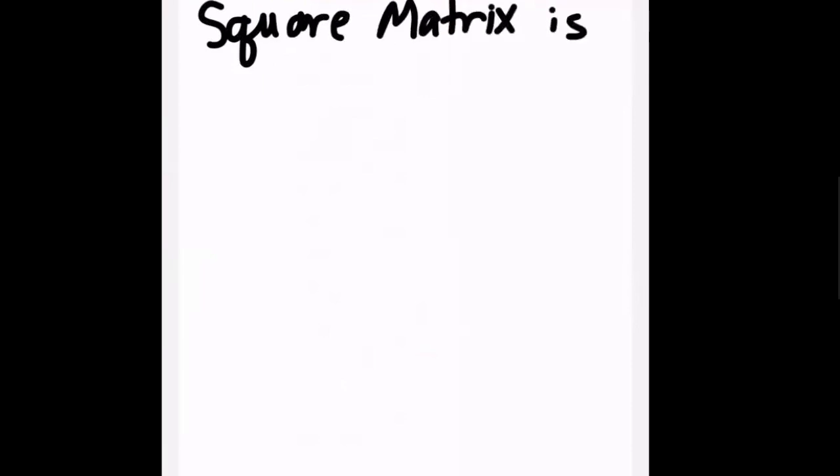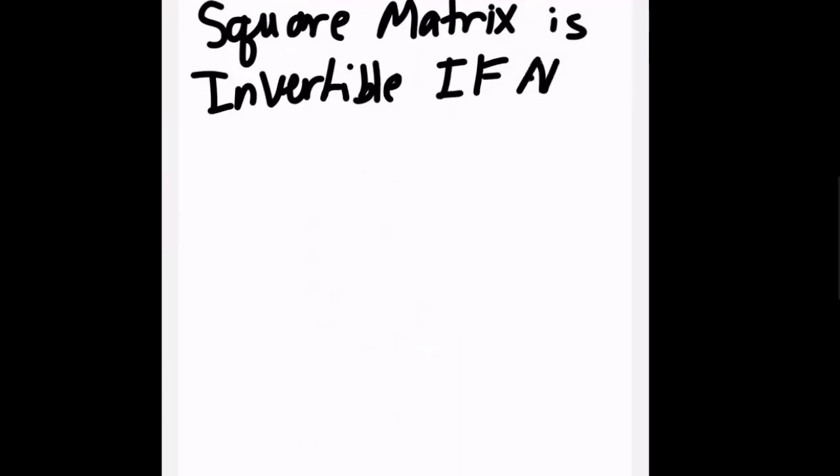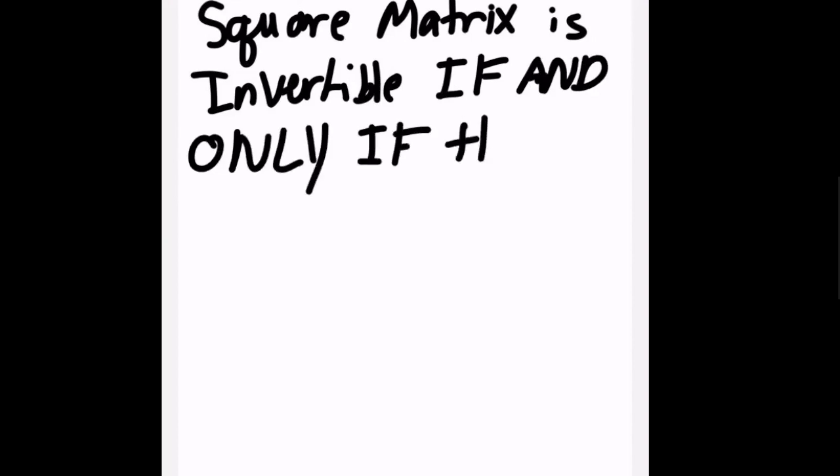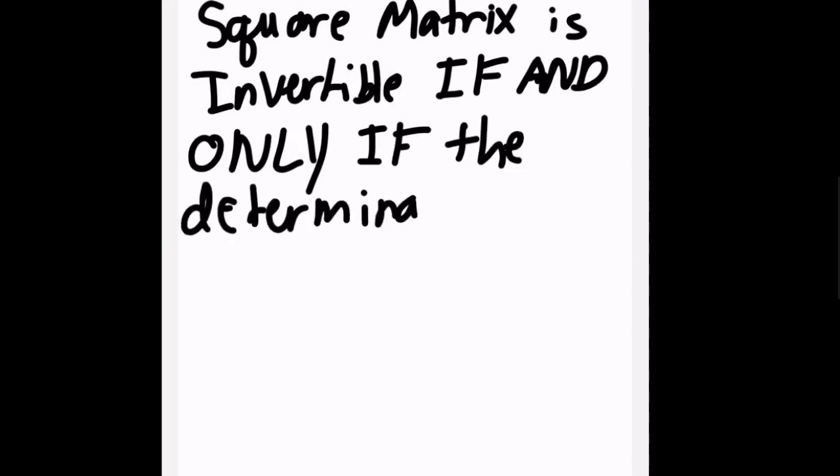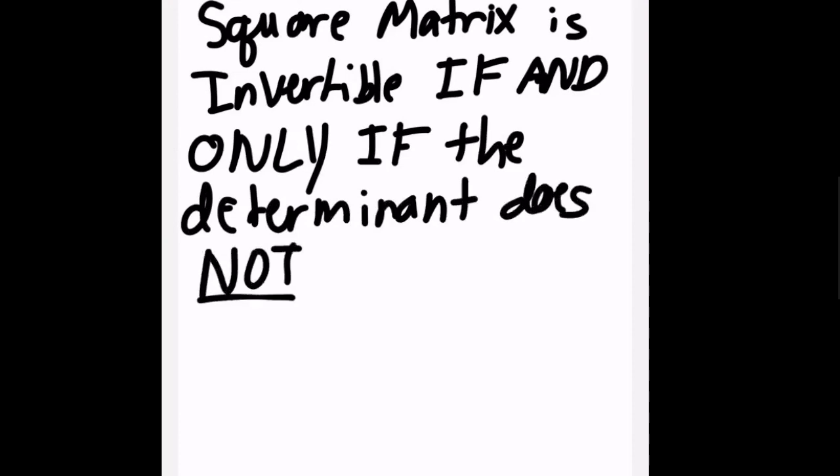So an important thing to keep in mind is that a square matrix is invertible if and only if the determinant does not equal 0.